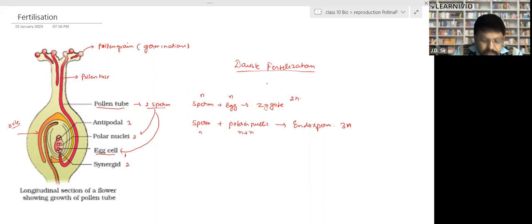So this was the reproduction in flowering plants. Is it clear or not? Please tell me. And if you have any doubt, please ask me.